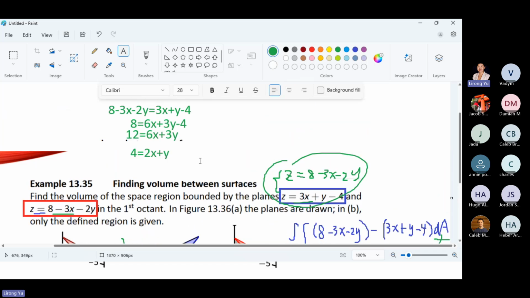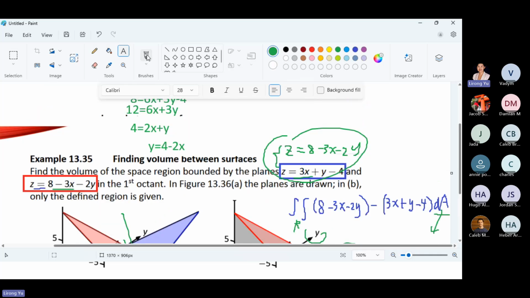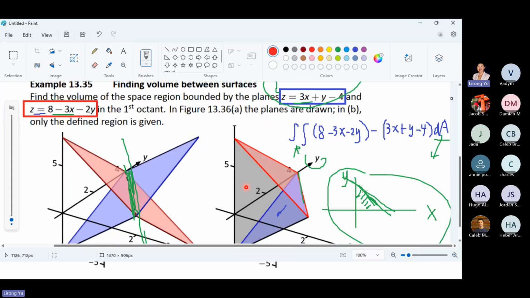I guess a better choice will be, since y can be isolated, y equal to 4 minus 2x. That will be the upper boundary for the y value. Think about this integration region. This equation we just found is a line. This is y equal to 4 minus 2x. So this will be the 4, this will be a 2, and that's 0.